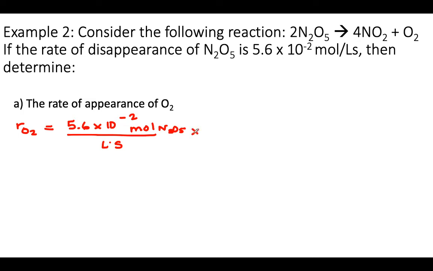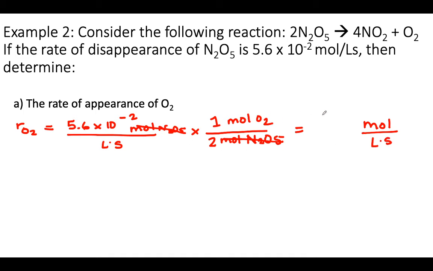I can use dimensional analysis. So let's look at the ratio between N2O5 and O2. The ratio between N2O5 and O2 is 2 to 1. So what I'm going to write down at the bottom here is 2 moles of N2O5. And up at the top, I'm going to have 1 mole of O2. Now, if I'm setting this up this way, what this allows me to do is cancel out the moles of N2O5. So when this multiplies out, the unit is going to be moles per liter times second. So it's still going to be moles per liter times second, but the mole value is going to be of O2. And when I multiply this out, my answer is 2.8 times 10 to the power of negative 2.